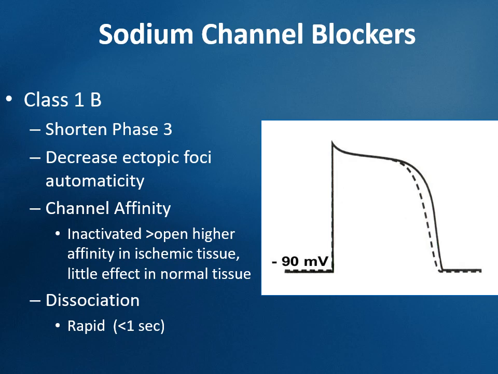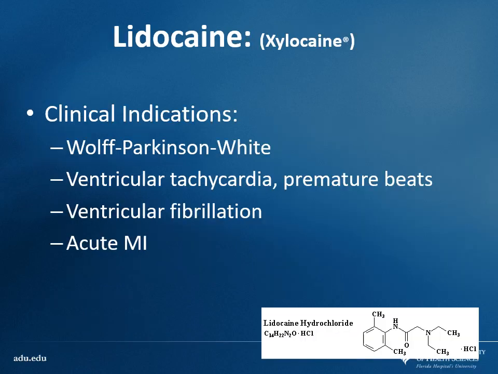During an MI, right? So this is going to be a case where you're going to see the 1Bs used more frequently in the case of MI than you might see them used in other instances here. Again, pretty rapid dissociation, but the big thing here is going to focus on ischemic tissue, and it helps reduce that ectopic activity, okay? The one drug we're going to talk about with this is going to be lidocaine. Now, normally when you think of lidocaine, you think about it being used as what?